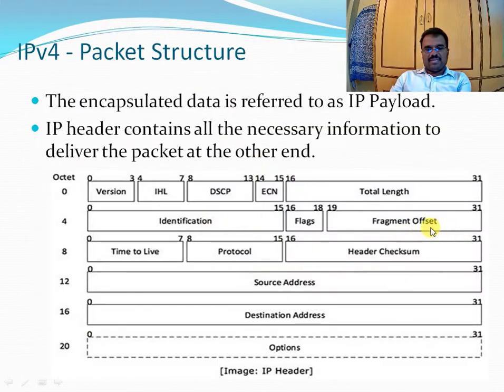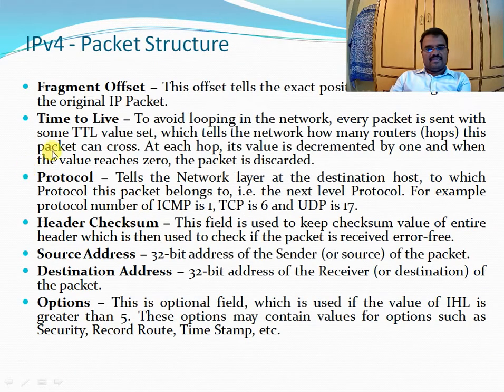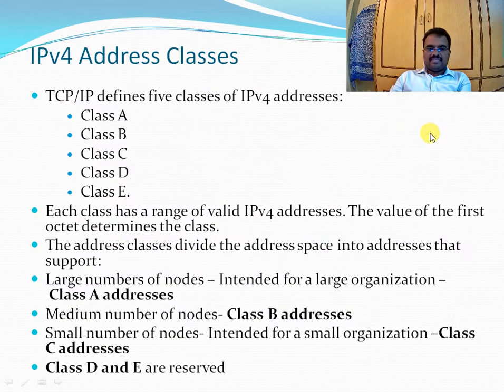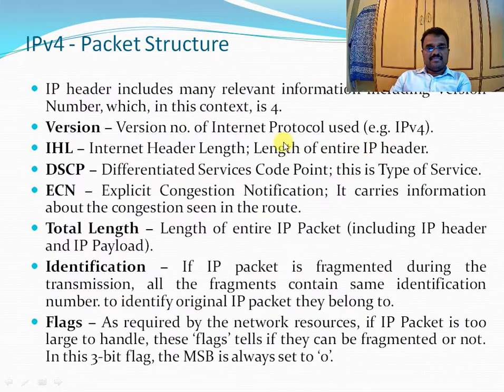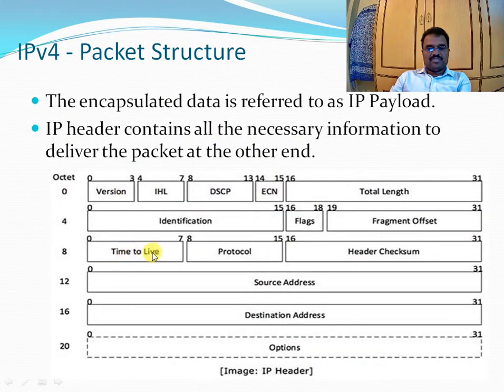This is the fragment offset. And time to live: to avoid looping in the network, every packet is sent with some TTL value, which tells the network how many routers, or hops, the packet can cross. At each hop its value is decremented by 1, and when the value reaches 0, the packet is discarded. This is the time to live information here.